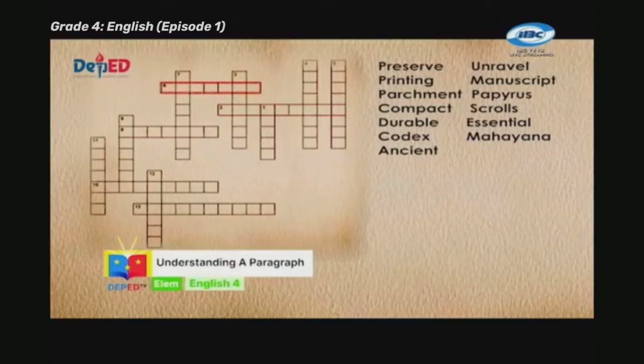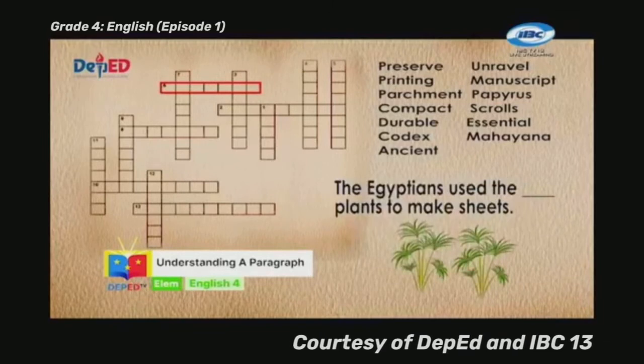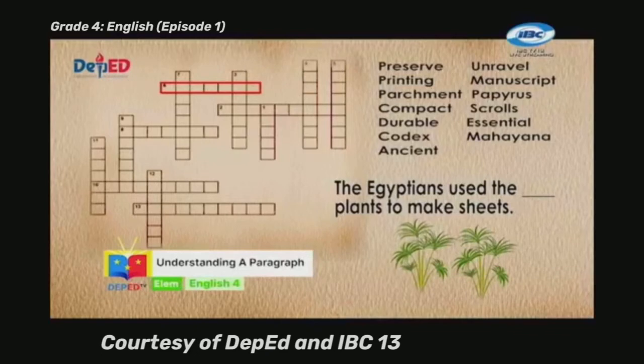Number 6. 7 letters. It is a plant used during the ancient times as a writing surface. The Egyptians used the plant to make writing sheets.